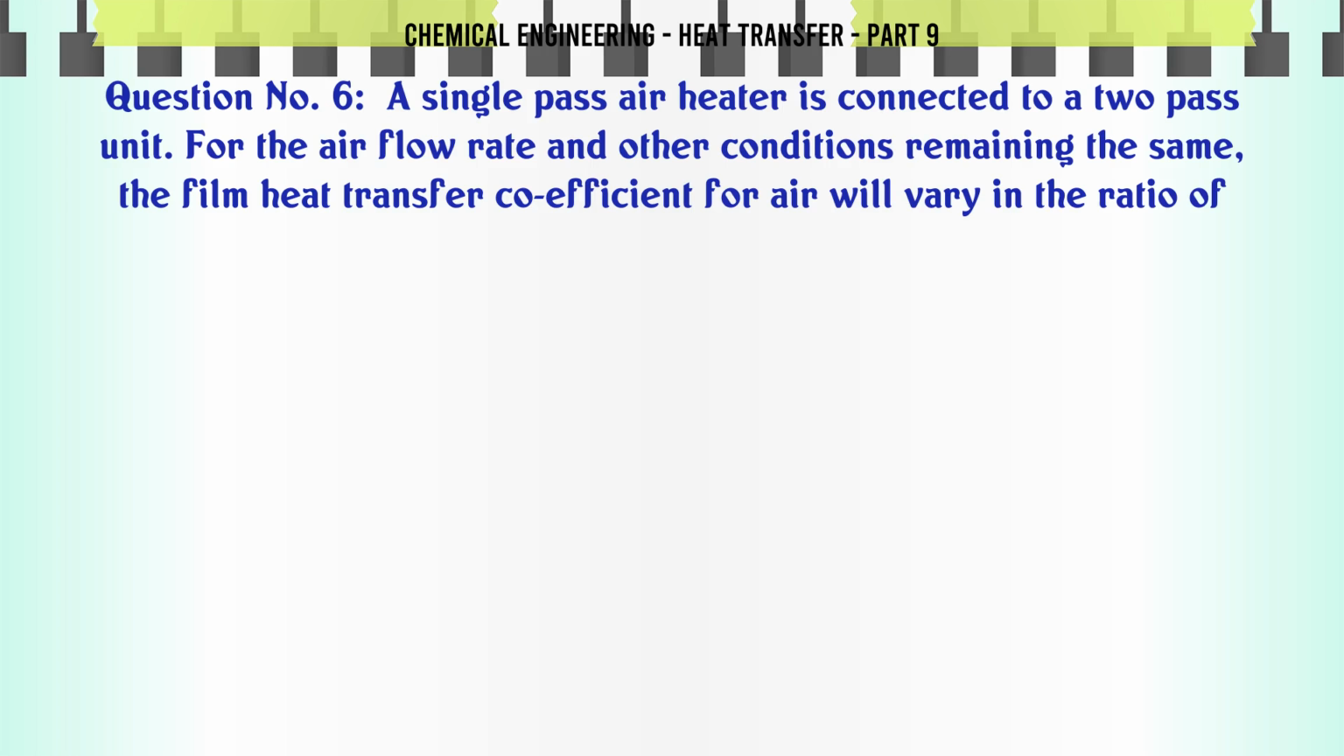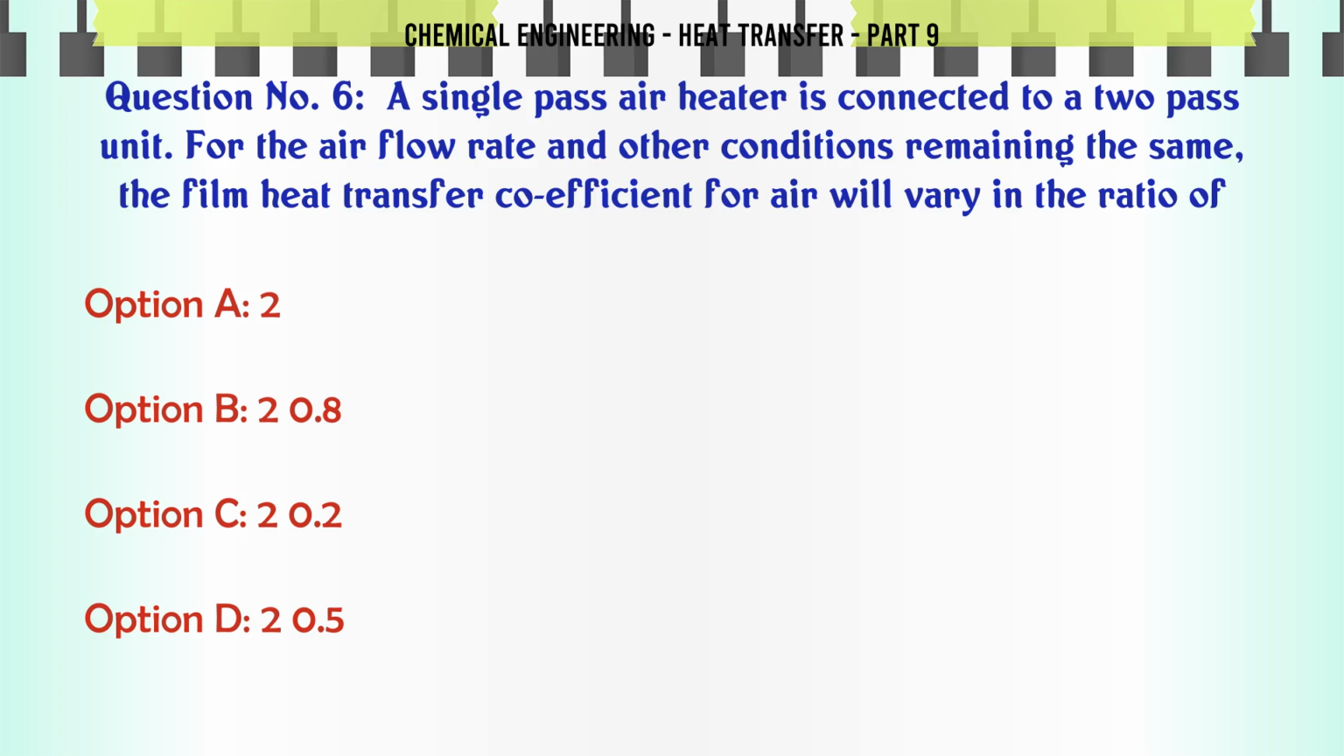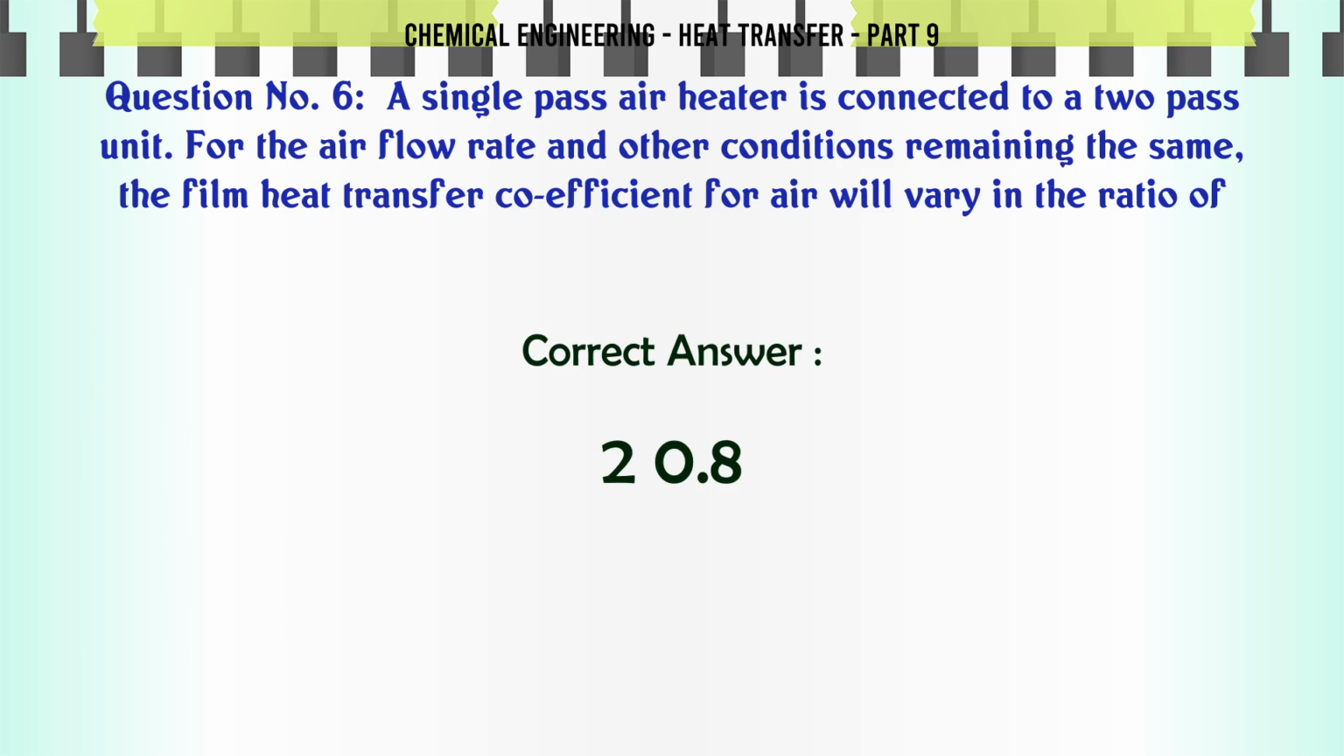A single-pass air heater is converted to a two-pass unit. For the airflow rate and other conditions remaining the same, the film heat transfer coefficient for air will vary in the ratio of: A, 2 to 1; B, 2 to 0.8; C, 2 to 0.2; D, 2 to 0.5. The correct answer is 2 to 0.8.